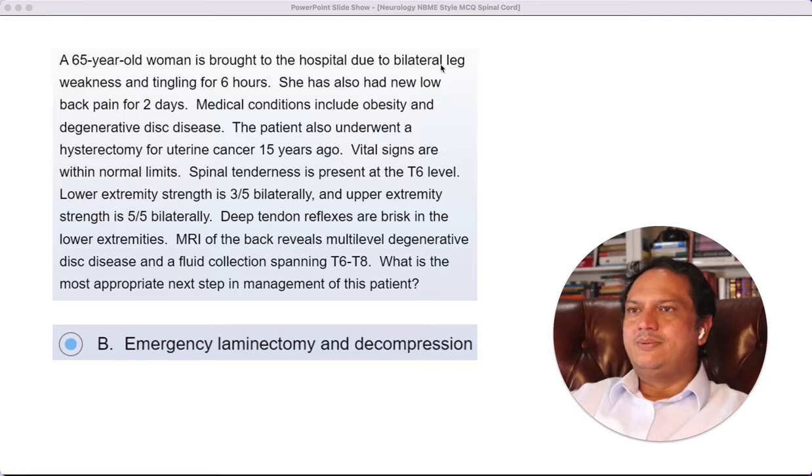What we're worried about is bilateral leg weakness. Leg weakness means that there is some acute compression of the spinal cord that happened within the last 6 hours, and that could get worse, and that could leave permanent damage if we do not relieve the pressure on the spinal cord quickly.